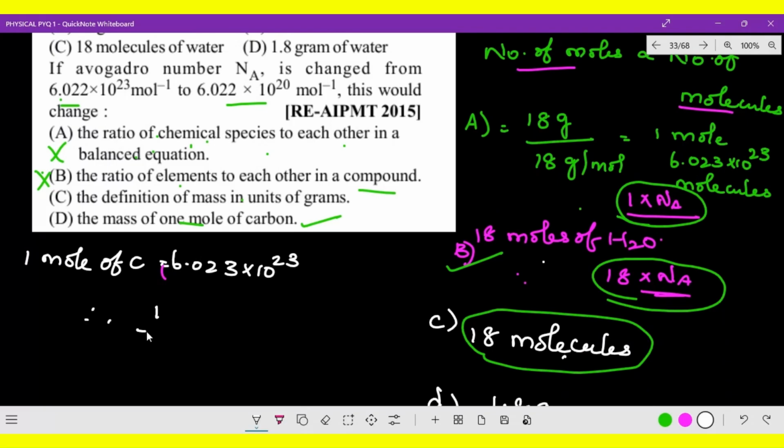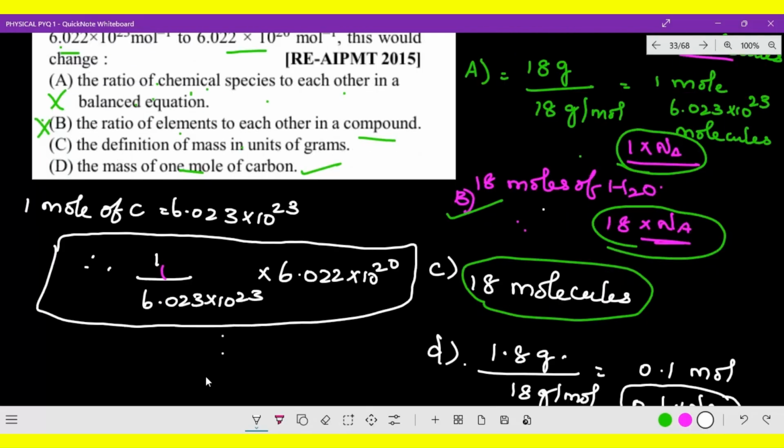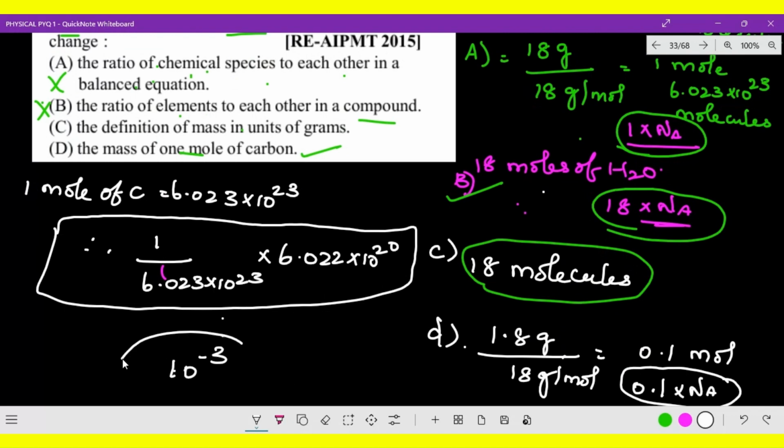Therefore 1 by 6.023 into 10 to the power of 23 into 6.022 into 10 to the power of 20. The same idea only. First question also we have gone through in that way. So what is the answer you will be getting? 10 to the power of minus 3. So this only you will be getting the answer. So actually, which is the correct option?